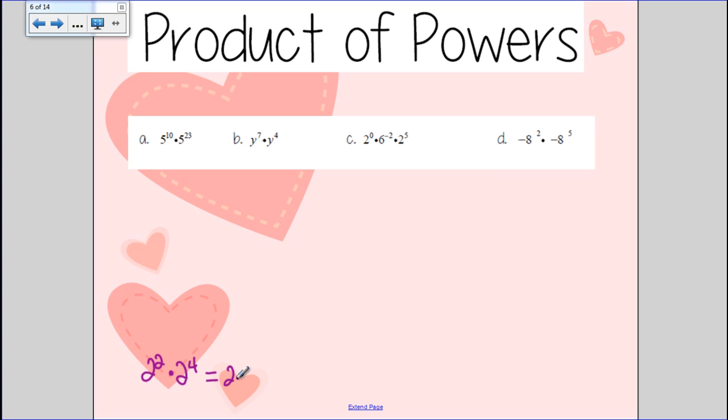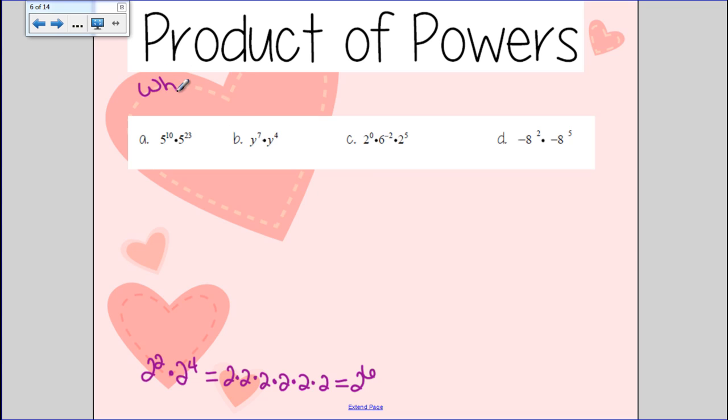2 squared is the same as 2 times 2, and then 2 to the 4th is 2 times itself 4 times. And if I take all those 2's I just wrote and rewrite it as a new expression, I have 6 of them now, so it's the same thing as 2 to the 6th power. And so if you'll look at my exponents, the only way to end up with a 6 from a 2 and a 4 is that I added those two numbers together. And so that is my rule for product of powers.